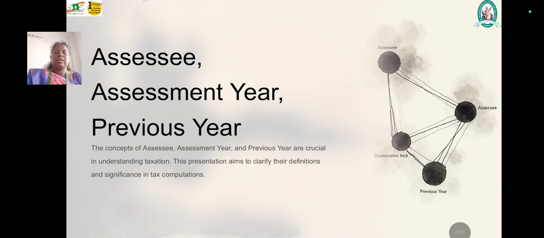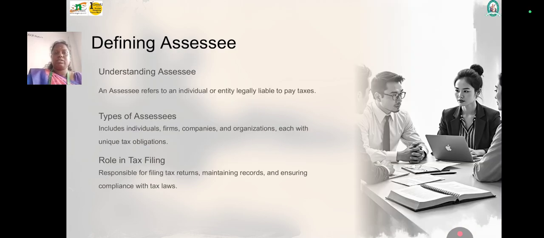So first, what is assessee? A person, for example an individual or an entity, who is liable to pay taxes is called an assessee. There are types: individuals can pay the tax, a firm should pay the tax, and companies or organizations have unique tax obligations. The assessee is responsible for filing the tax return, maintaining the records and ensuring compliance with tax laws.